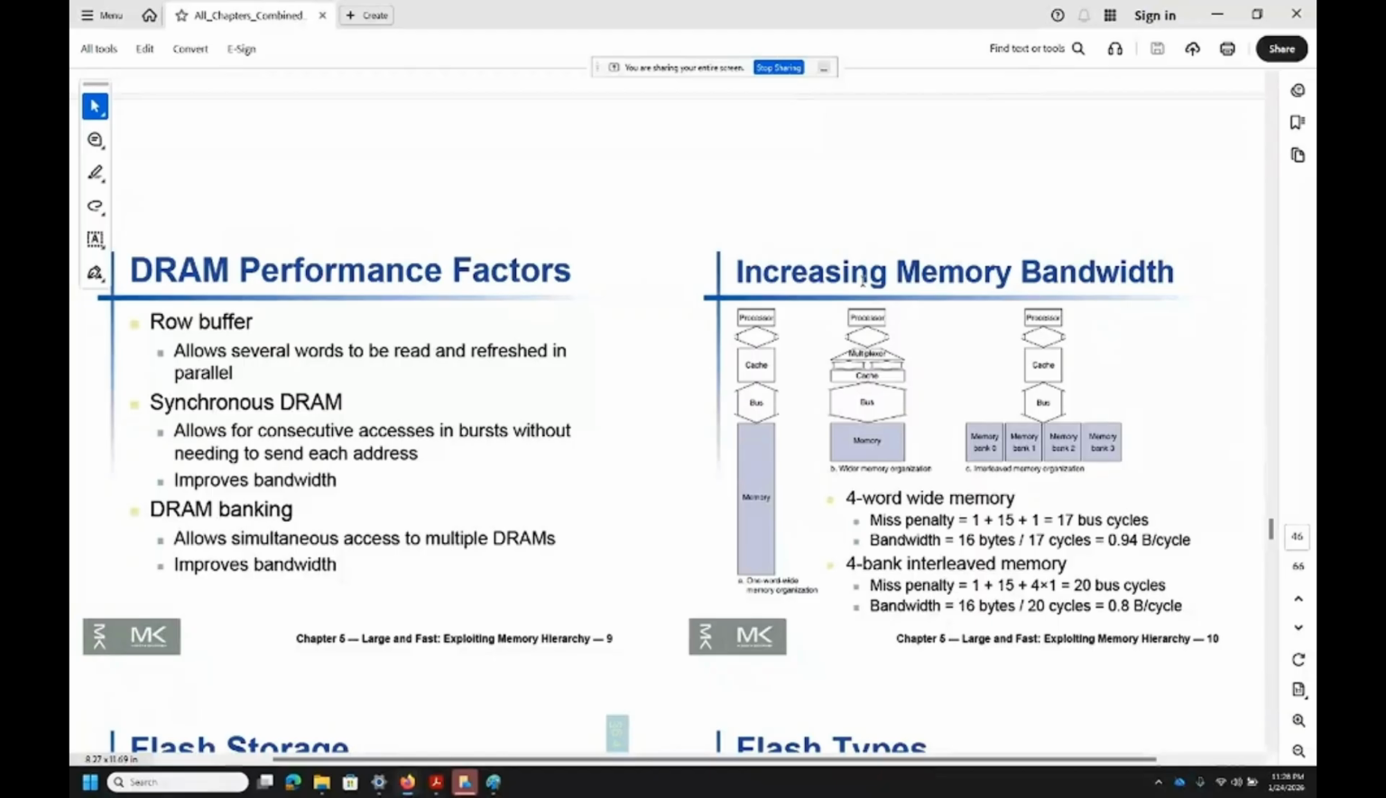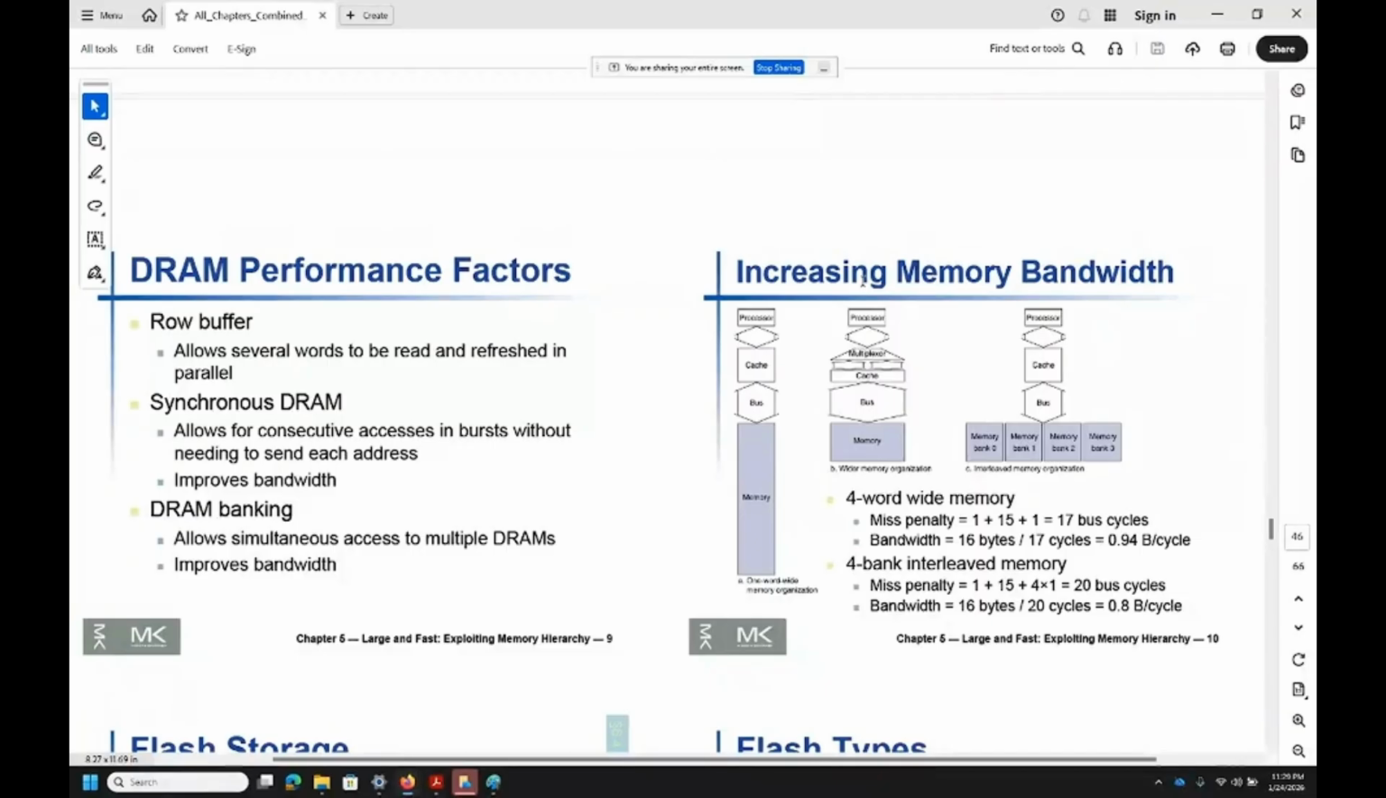So RAM has a few performance factors. One is a row buffer, which allows several words to be read and refreshed at once. A synchronous DRAM allows for consecutive accesses in bursts without needing to send out each address. And you have banking, which allows simultaneous access to multiple DRAMs at once. This banking is the reason why, instead of putting in one 8 GB stick of RAM, it's usually recommended that you have 4 plus 4, right?